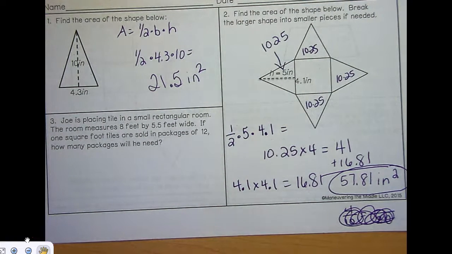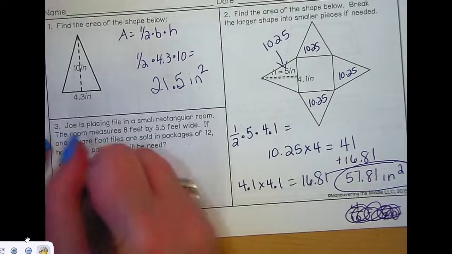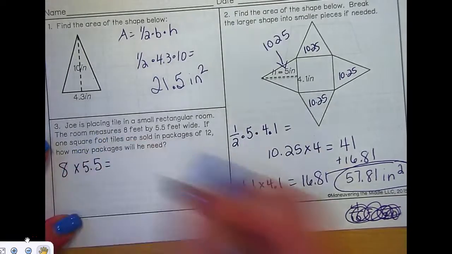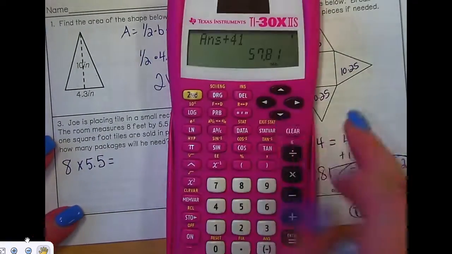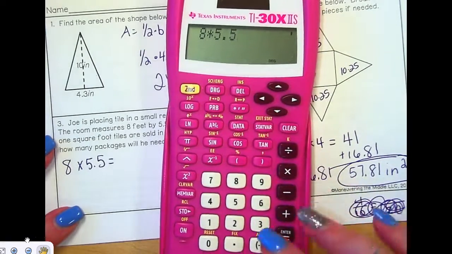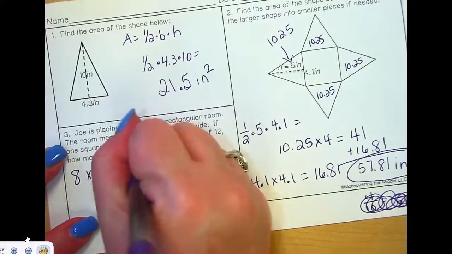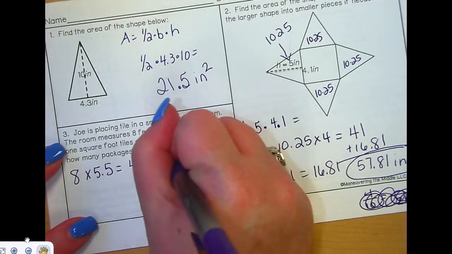All right, 3. Joe is placing tile in a small rectangular room. The room measures 8 feet by 5.5 feet wide. If 1 square foot tiles are sold in packages of 12, how many packages will he need? So what's our first step on this problem? Aiden Morrison. 8 times 5.5, because I need to find the size or the area of the whole room. And we get 44. It's 44 feet squared.